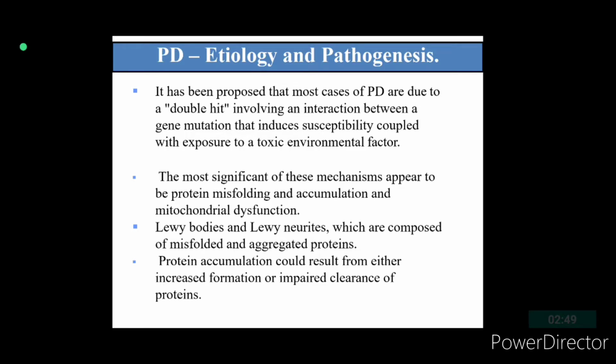Parkinsonism, etiology and pathogenesis. It has been proposed that most cases of Parkinson disease are due to a double hit involving an interaction between a gene mutation that induces susceptibility coupled with exposure to a toxic environmental factor. The most significant of these mechanisms appear to be protein misfolding and accumulation, and mitochondrial dysfunction. Lewy bodies and Lewy neurites are composed of misfolded and aggregated proteins. Protein accumulation could result from either increased formation or impaired clearance of proteins.